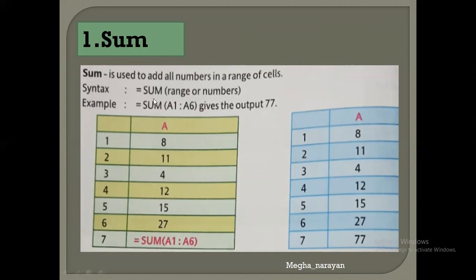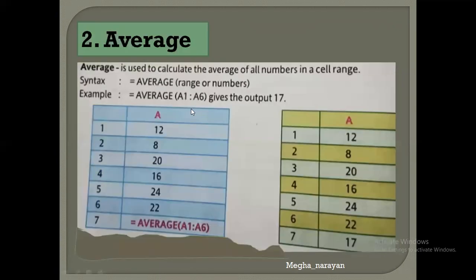Understood? The first function is to add numbers. How can you do it? By simply writing this format. This is the syntax. Syntax means the particular format, the rule of writing anything. Here, this is the rule for writing the function. Equals to, name of the function, that is sum, and then write the argument, that is A1. Start from A1 and keep adding till A6, this is showing you the range, giving you output as 77.